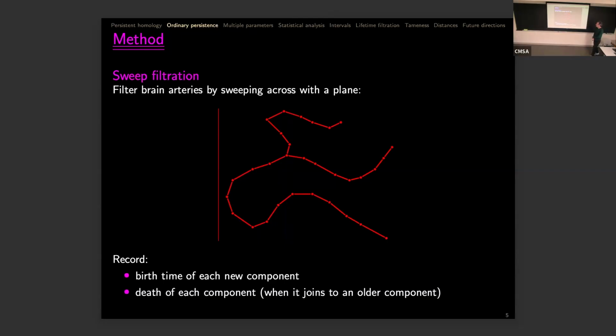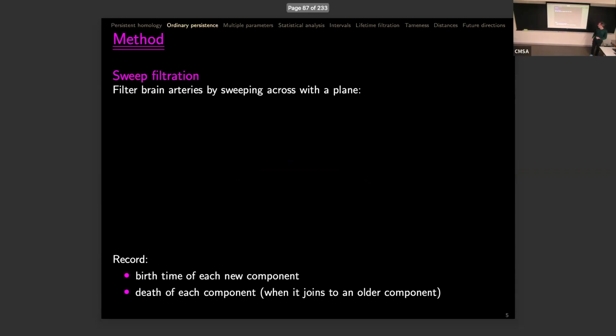We're going to record the birth time of each new component. The birth time, I say time, but it's not actually time. It's actually a distance that goes from right to left. It's how far the line has moved. So you're recording the birth. It really should have said birth parameter of each new component, and then you record the death parameter of each component when it joins to an older one. So here's how that goes.